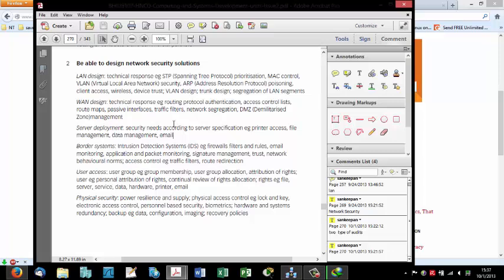Practical thing, hopefully we start doing next week. STPs, LAN design, user access, group membership, group allocation is not very necessary as far as I am concerned.